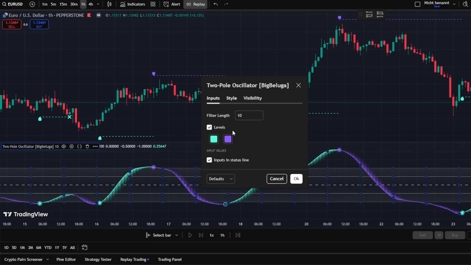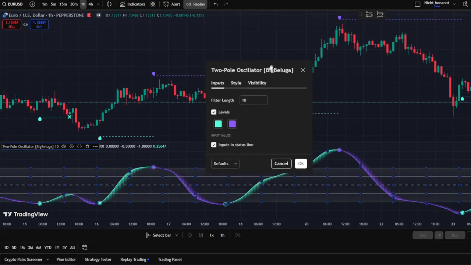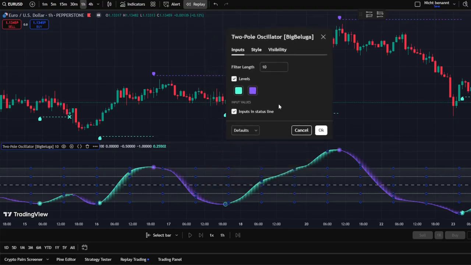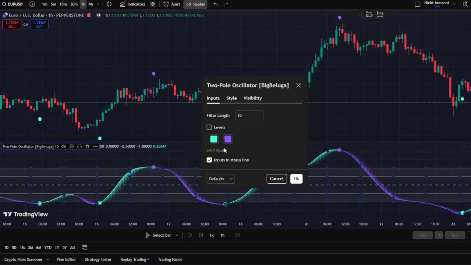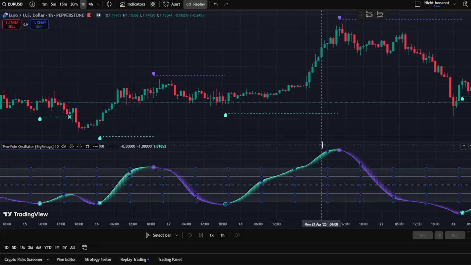Adjusting this setting allows traders to customize the balance between smoothness and responsiveness, depending on their trading style and market conditions. And then down here, we can toggle the levels on or off, which will hide or show these invalidation levels. I'm going to use the default settings, but you can use the settings you like. Once you are happy with the signals, click OK, and you are done with the setup.